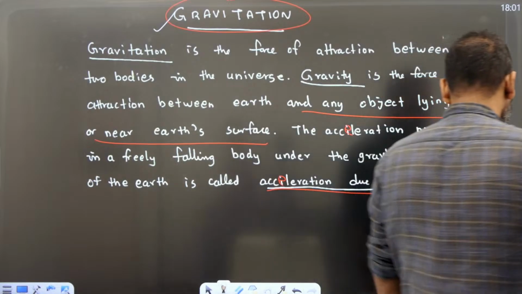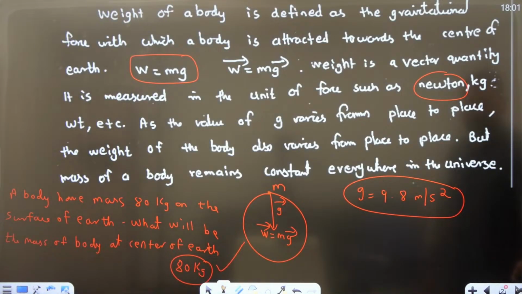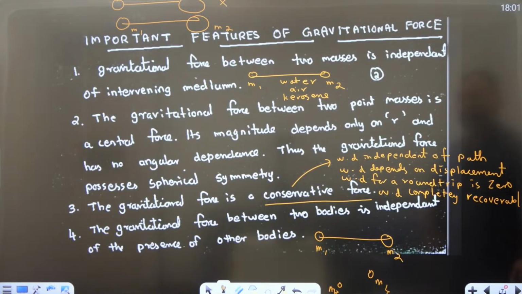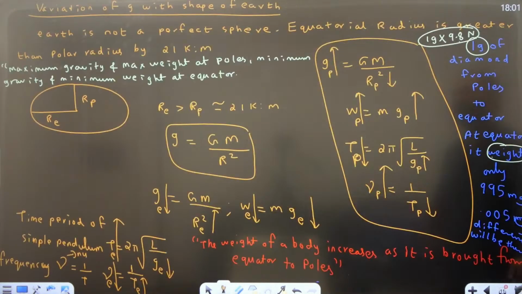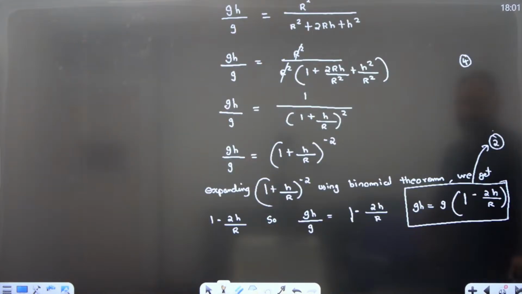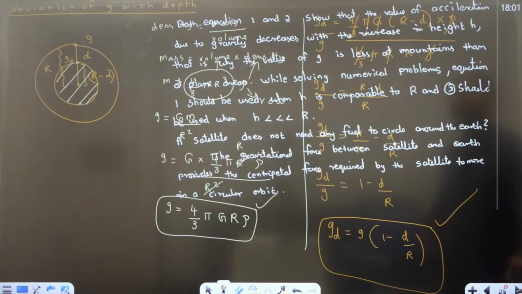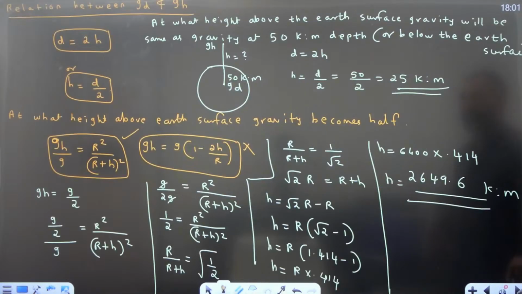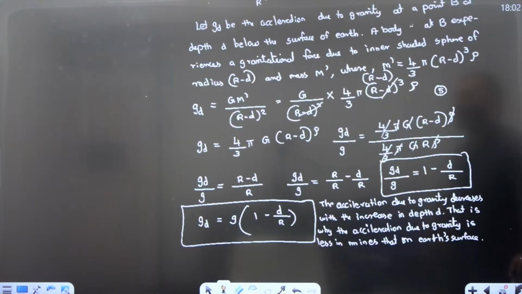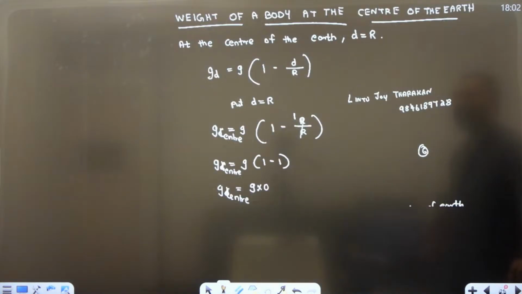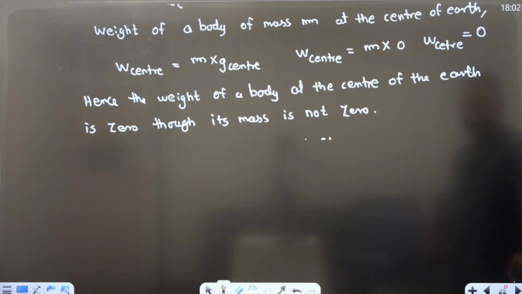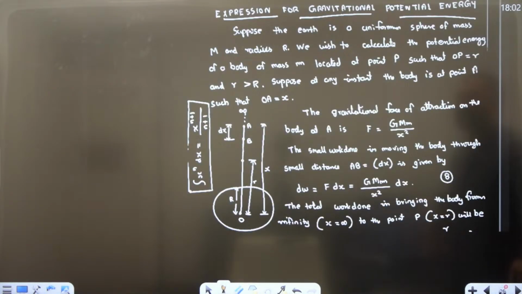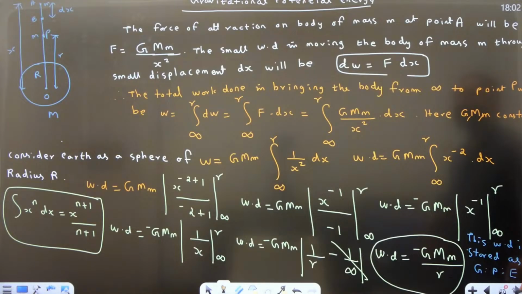So, coming back to gravitation. We have seen Newton's law of gravitation done. Then features of gravitational force done. Relation between g and G done. Variation of g with the height, variation of g with the depth done. Gravity at the center of the earth will be 0. Weight of the body at the center of the earth will be 0. Gravity at the depth, gravity at the height relation done. Gravitational potential energy is also done.